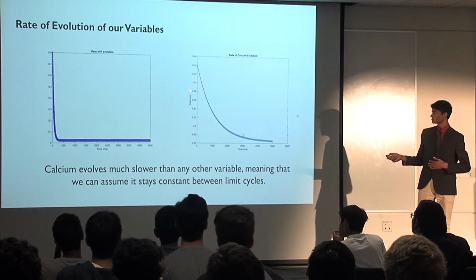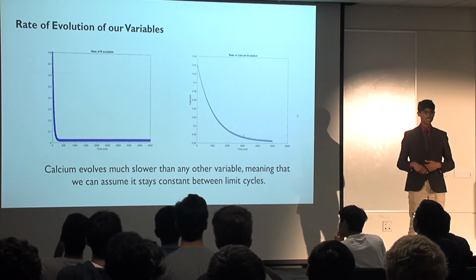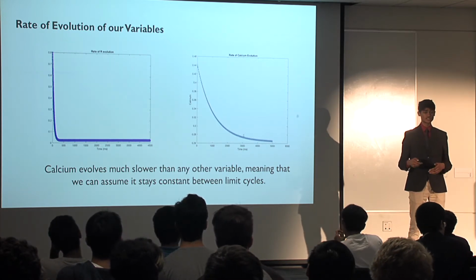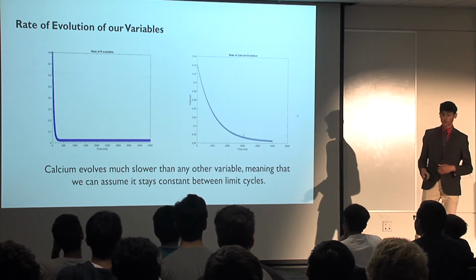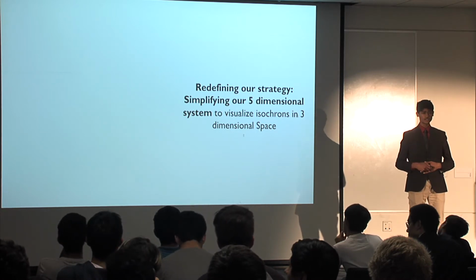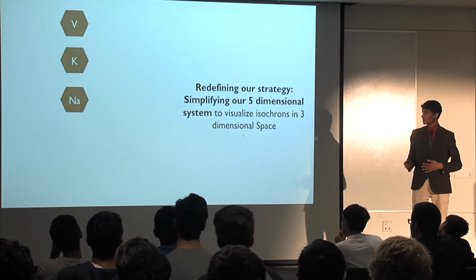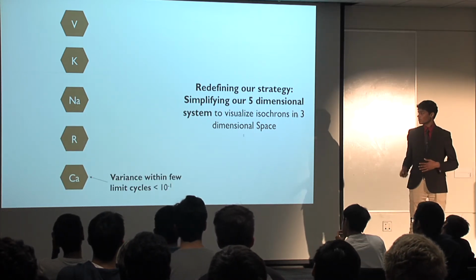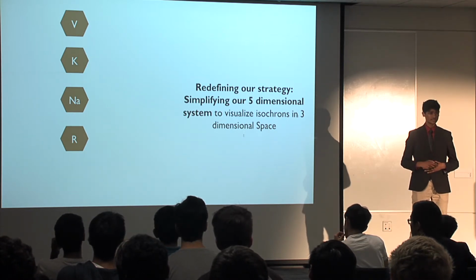However, calcium, on the other hand, takes ages to come back to that same stable limit cycle. And we can use this to our advantage by saying, in our global isochron portrait, we can consider calcium to stay constant within a couple limit cycles. So we redefined our strategy. We simplified our 5-dimensional model to visualize isochrons in a 3-dimensional space. So we had our five dimensions: voltage, sodium, potassium, calcium, and R. We realized that calcium between limit cycles varies very little, so we eliminated that.